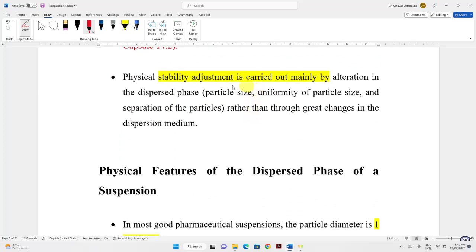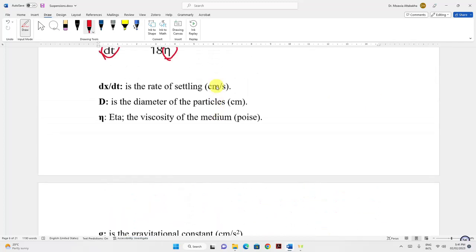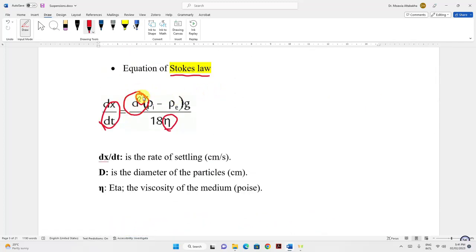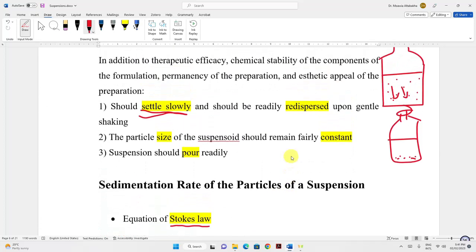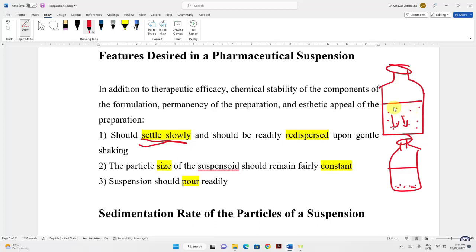That's why we usually try to control mainly the diameter, to play with the suspensoid. This one will give us a better effect, so we can, for example, try to manipulate or alter the particle size, the uniformity of particle size, and how particles are separated from each other. See here, there is distance between the particles, so every particle can sediment freely. But what happens if they get together and aggregate? It is very possible they will then sediment very quickly.